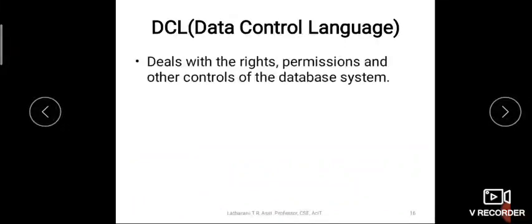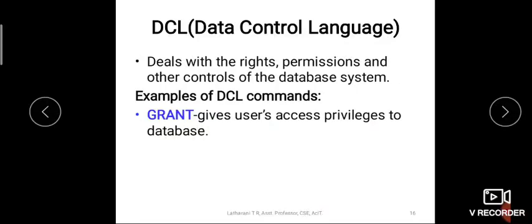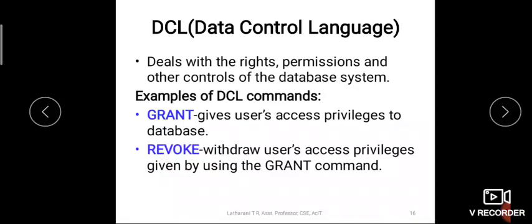Then DCL. DCL deals with the rights, permissions and other controls of the database system. The examples of DCL are grant. Grant gives the access privileges to the database. Granting the privilege means you can access this database, you cannot access that one. That kind of granting privileges is done by the grant command.